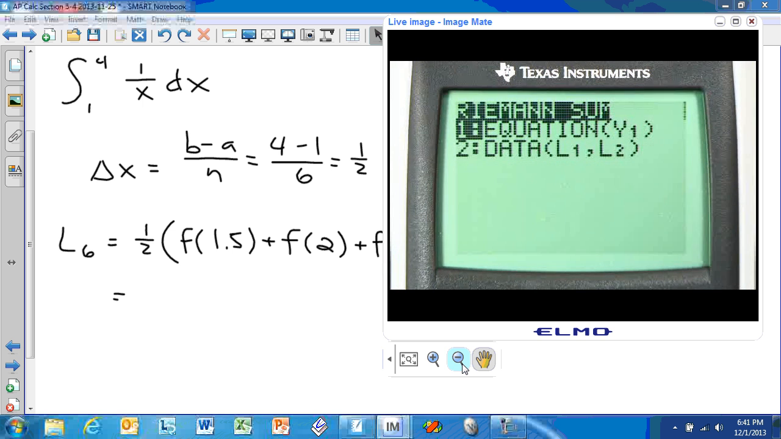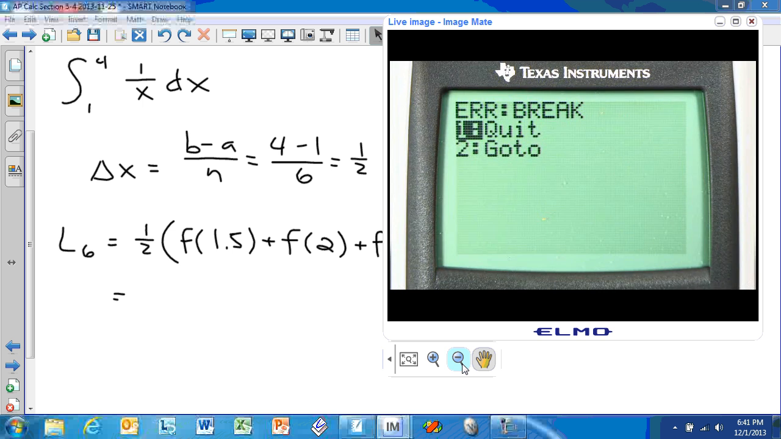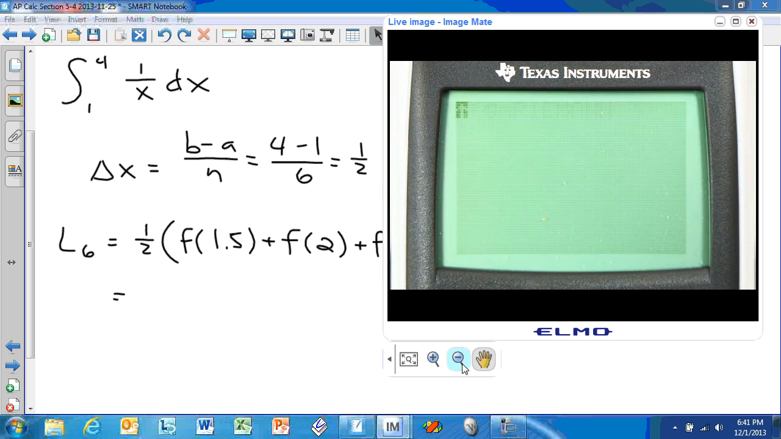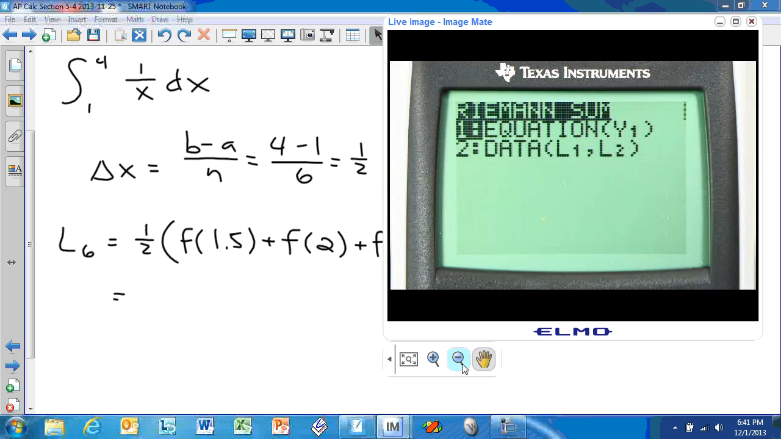It looks a lot like your trapezoid program. I've got an equation. Oh, actually, I don't have an equation in y1. Let me stop that and go back and do that. In y1, I need to put in the equation 1 over x, my function that I'm working with here. Let's try running that program again now. So I have an equation in y1.